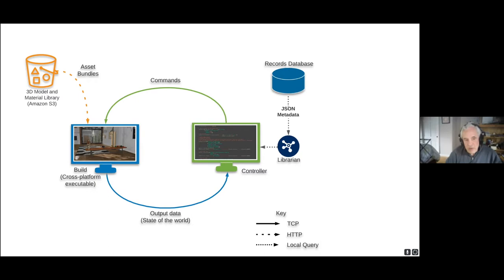The second key component is a JSON records database, which is stored locally. This database contains all model and other metadata used by TDW. A set of librarians, which are basically Python wrapper classes, handle the querying of these metadata records at runtime by the controller.